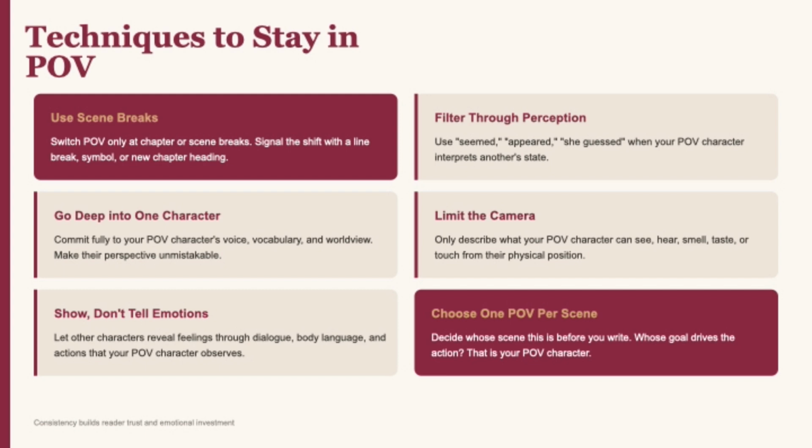Only describe what your point of view character can see. Like I said before, observable. What they can hear, smell, taste, touch from their physical position in the scene. If your character is in the bathroom and the other character's in the living room and they're having a dialogue back and forth, there's no way in the world that your point of view character can say anything about the second character because they can't see them. They're in a different location, a different setting.